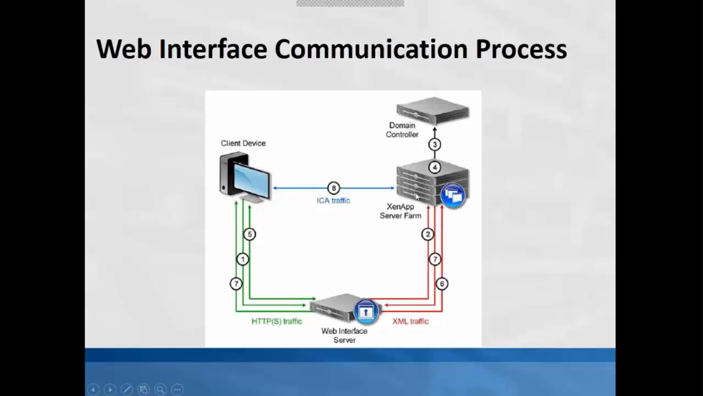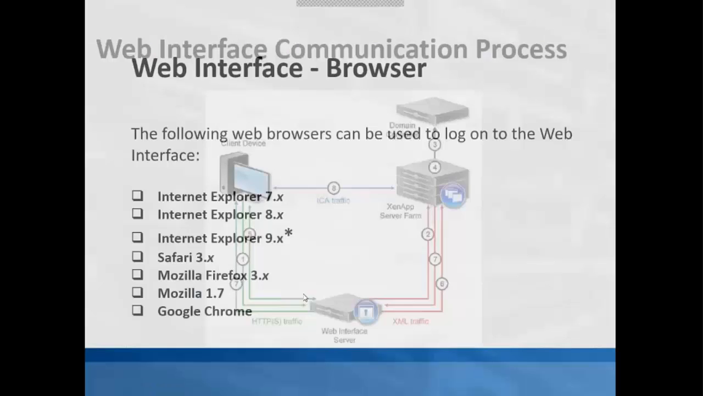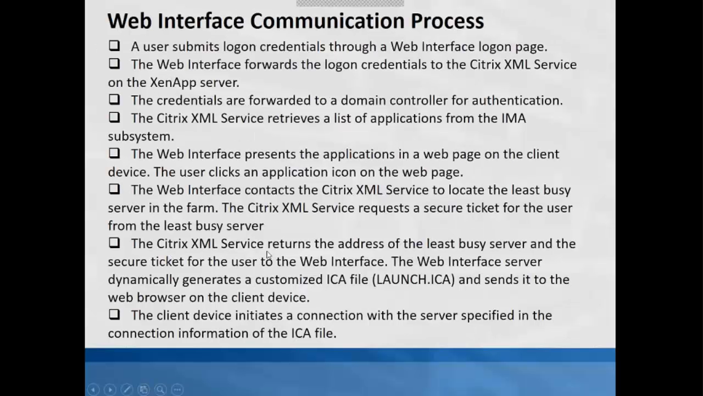So this is good. And the other good thing is that this communication between the user and the server is based on tickets. So which means what? The Citrix XML service returns the address of the least busy server, okay, and a secure ticket for the user to the web interface. The web interface server dynamically generates a customized ICA file. We're going to see this ICA file today, and sends it to the web browser on the client device. The client device initiates a connection with the server specified in the connection information.